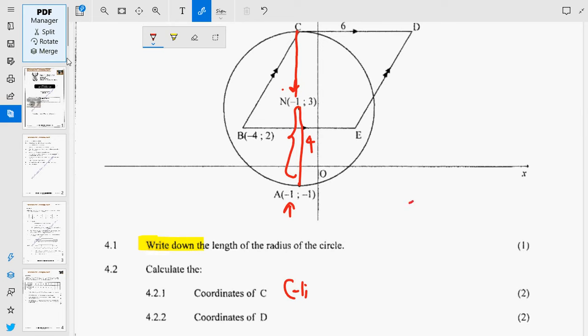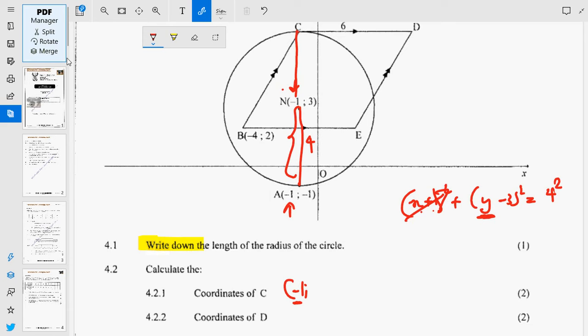The equation of this circle is (x + 1)² + (y − 3)² = 4². Now already I've got the x-coordinate to be −1, so I'm going to have −1 + 1, which is 0. I need to find the corresponding y value. So there you're going to have a quadratic equation.